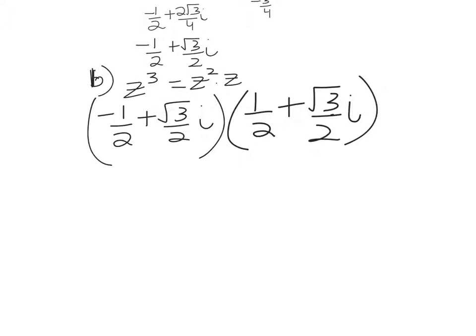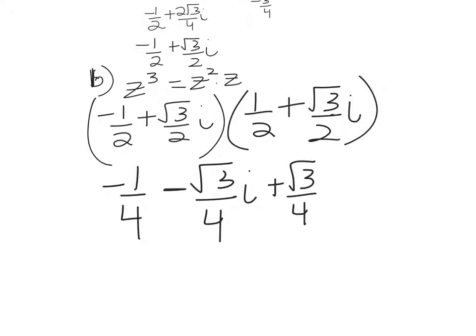Okay, so let's FOIL. Here we go. Negative 1/2 times positive 1/2 is negative 1/4. Outside gives us negative rad 3 over 4. Inside, don't forget that, sorry. Inside is positive rad 3 over 4 i. You see that? That's going to cancel out. And then my last term, rad 3 times rad 3 is 3. 2 times 2 is 4 i squared.